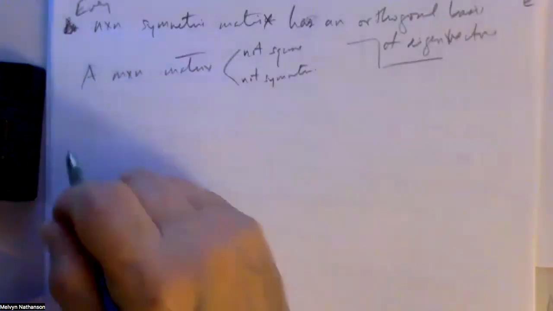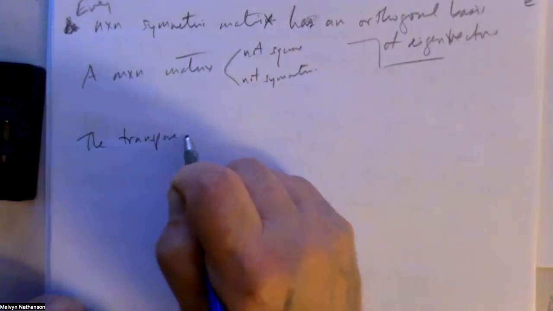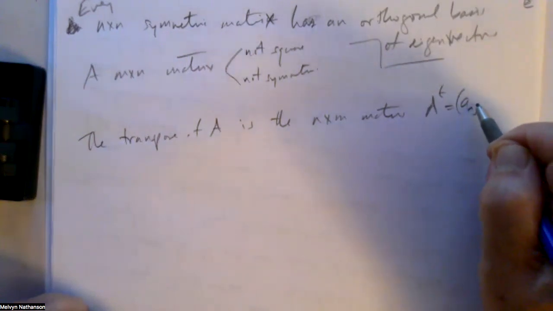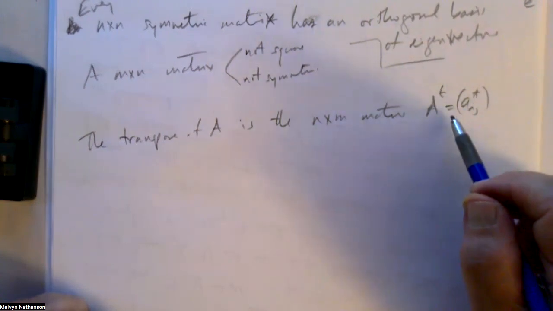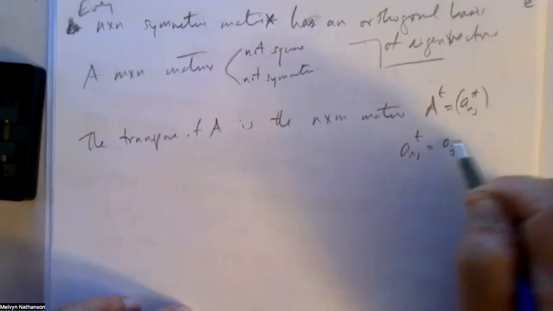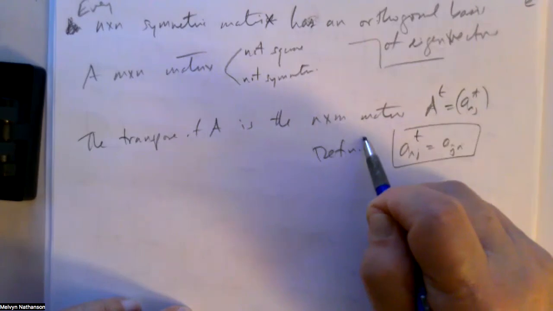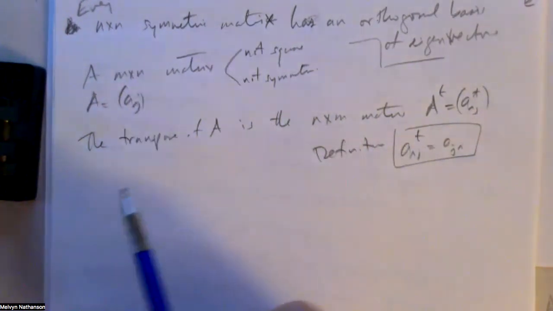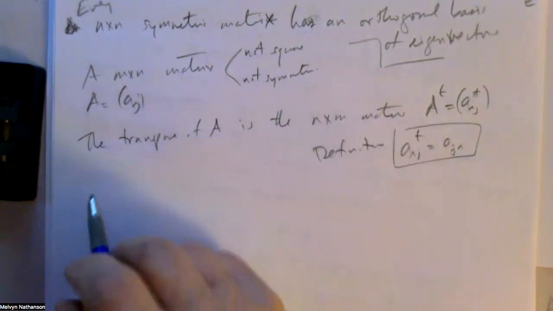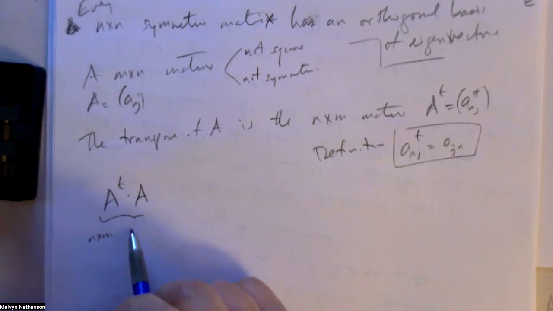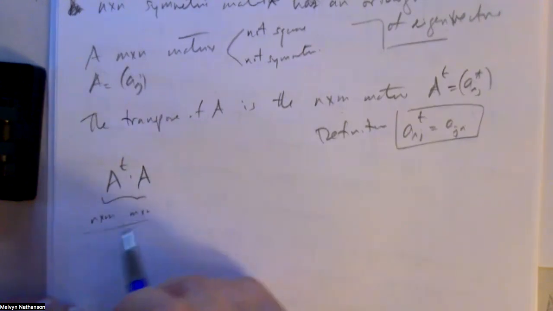However, if A is m by n, the transpose of A is the n by m matrix, A^T, with coordinates Aij superscript T. And the definition of the transpose of a matrix is that the ijth coordinate of the transpose is the jith coordinate of the original matrix. That's the definition of the transpose. So we have this matrix A, Aij, m by n. The transpose A^T is n by m. So if I take A^T times A, this is an n by m matrix, this is an m by n matrix. So when I multiply them, the product is n by n.